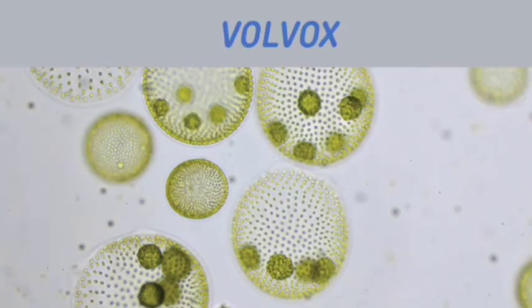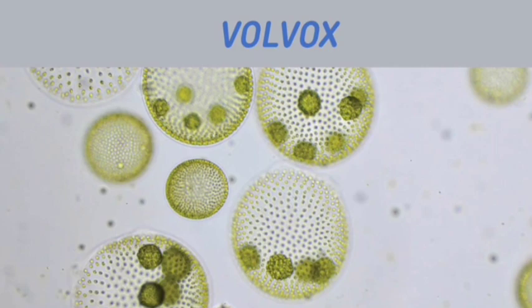You can see the structure of Volvox under the microscope. It appears as a small group of green spherical colonies floating together. Each large sphere that you see in the image is actually a single Volvox colony, also known as a coenobium. The colony is hollow and made up of many small cells arranged in a single layer on the surface, just like tiny green dots forming a ball. These individual cells are similar to Chlamydomonas cells, having a cell wall, chloroplast, and two flagella.